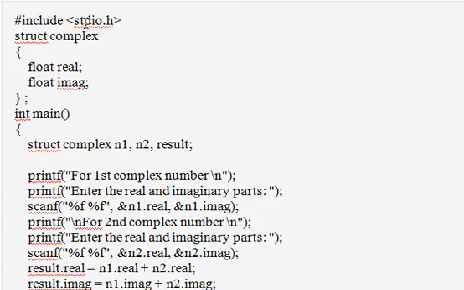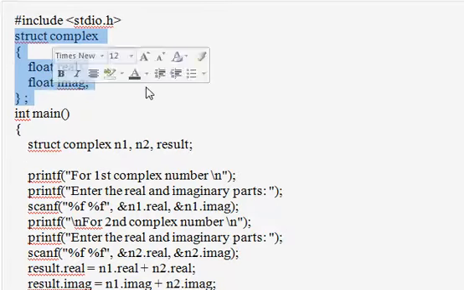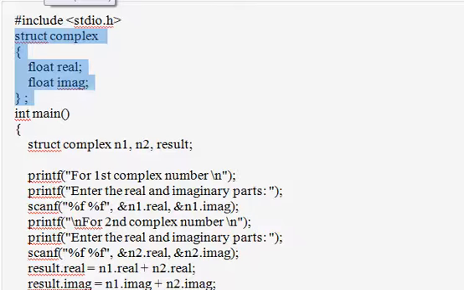Hash include stdio.h is the header file, used when we are using printf or scanf functions. Next, this is the structure declaration. This is the structure to store the complex number. A complex number has two parts, a real part and an imaginary part, so I am taking two structure elements: one is real, the second is imaginary. Both are float data type. Together, these parts give one complex number.